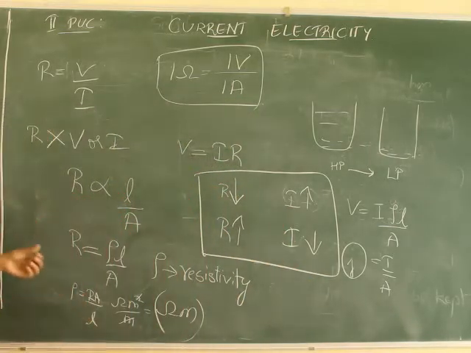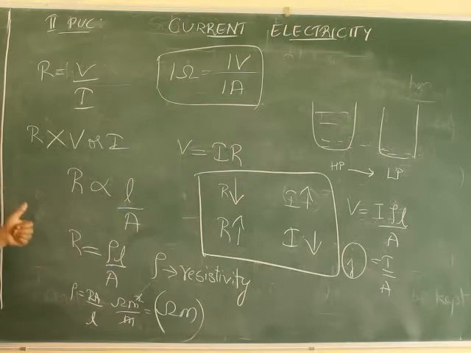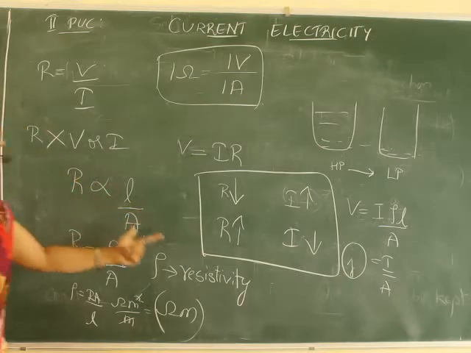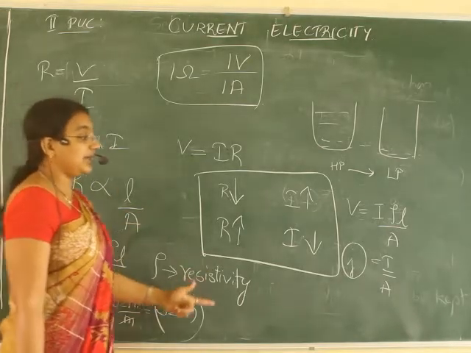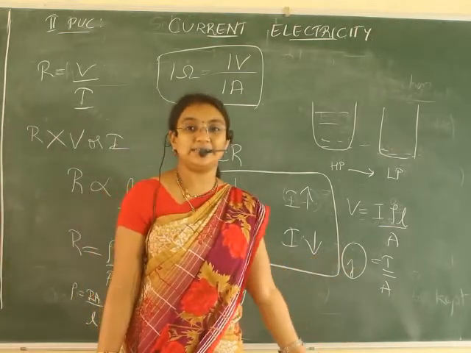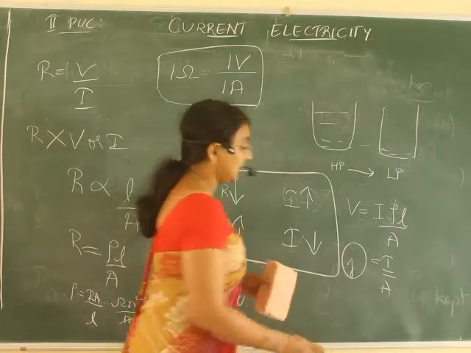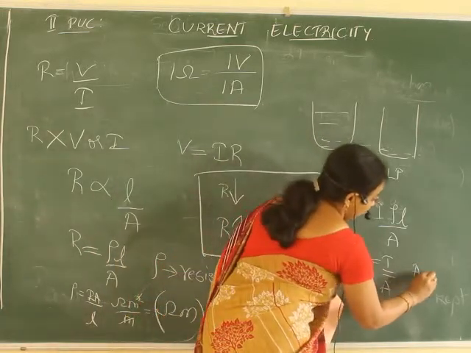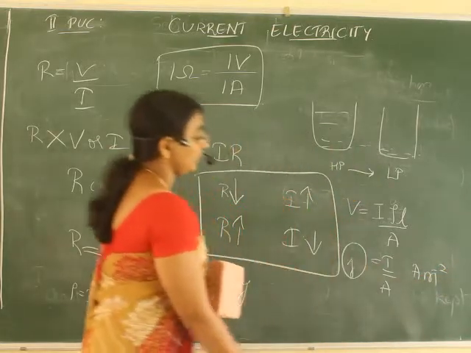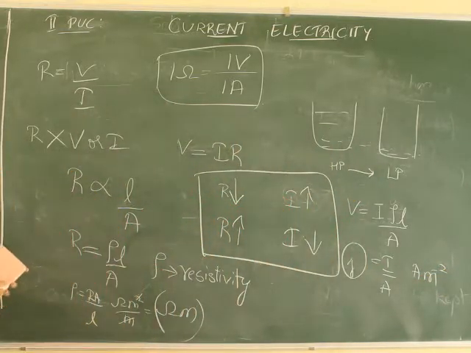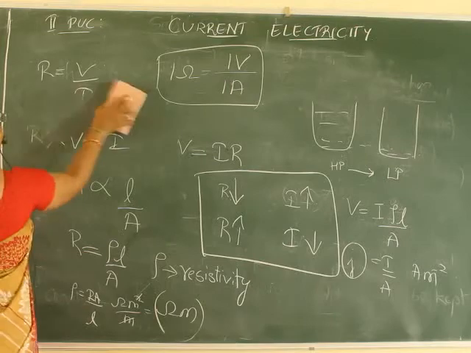So one more work for you. You have to write the definition of resistance, the definition of resistivity, and the definition of current density. What is the unit of current density? Ampere per meter square. For this also, please write the dimensional formula. Okay, current density.